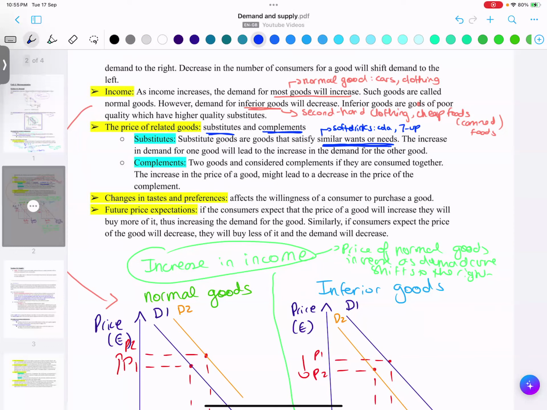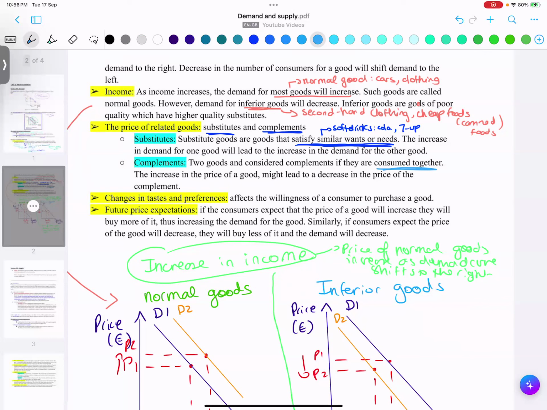The increase in demand for one good will lead to the increase in demand for the other good because, again, they satisfy a similar want or need. But complements are two goods that are considered complements if they are consumed together. So the increase in the price of a good might lead to a decrease in the demand for the complement. So this is basically what it ends up doing.